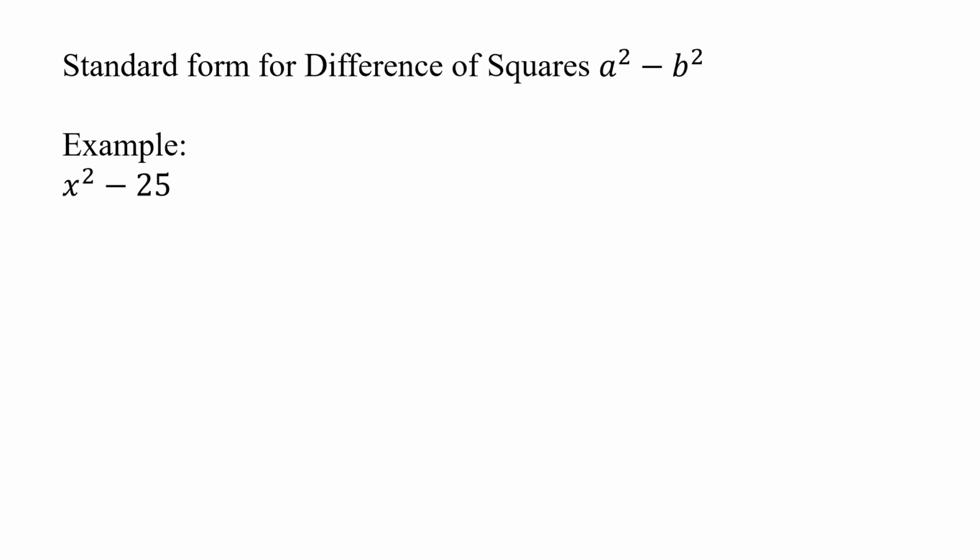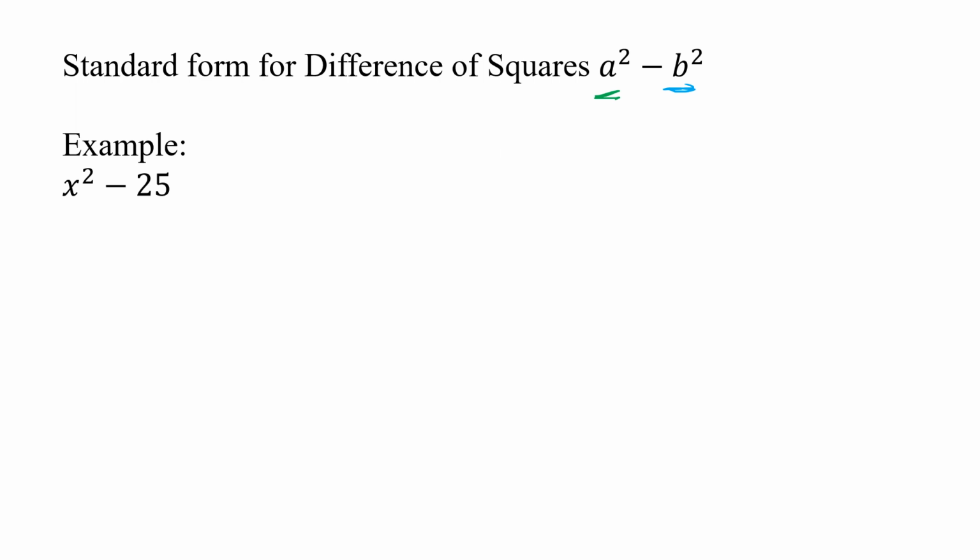All right, let's talk about a different special kind of factoring. This is for a special case called difference of squares. You can do this when you have a problem where you have a square, some term that is squared, minus another term that is squared. That's why it's called difference of squares. You have two squares, and they are being subtracted.